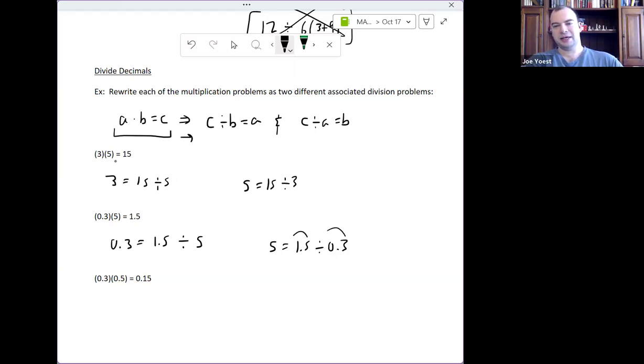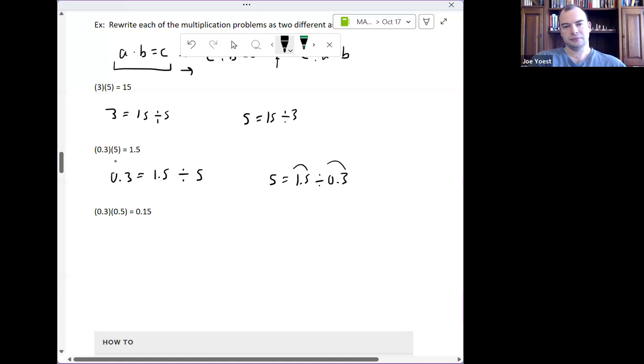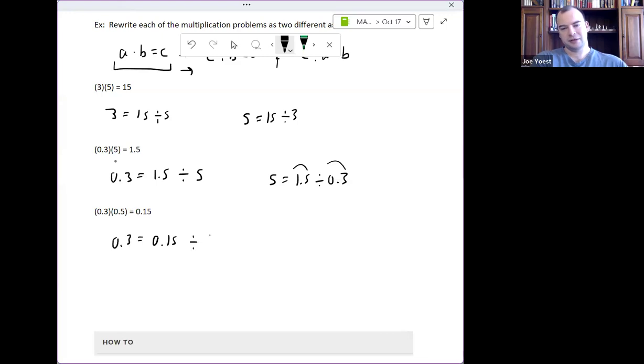So when I have a decimal divided by a decimal, I can ask, how many times would I have to accumulate the divisor to make the dividend? In this case, that would be 5. I have to collect 30 cents from 5 people to make $1.50. Or I could look at this: 0.3 times 0.5 equals 0.15. 0.3 equals 0.15 divided by 0.5, or 0.5 equals 0.15 divided by 0.3.